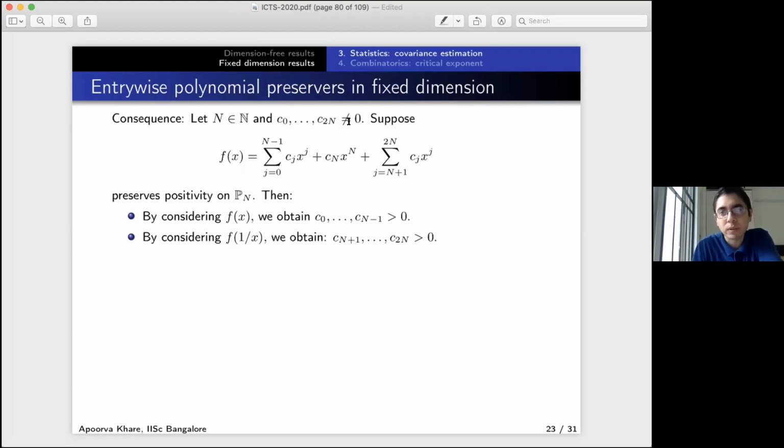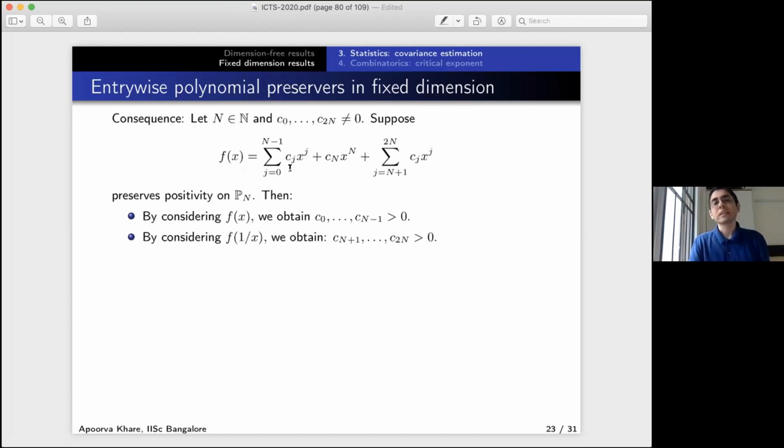You have 2n plus 1 real numbers, say none of them are 0. Look at this polynomial. There are n coefficients at the beginning, 1 in the middle, and n coefficients at the end. If this function preserves positivity in n by n matrices, then by considering f of x and Loewner's condition, f prime, f double prime are all non-negative, you get that these coefficients must all be positive, because that's what the first n derivatives that Loewner claimed.